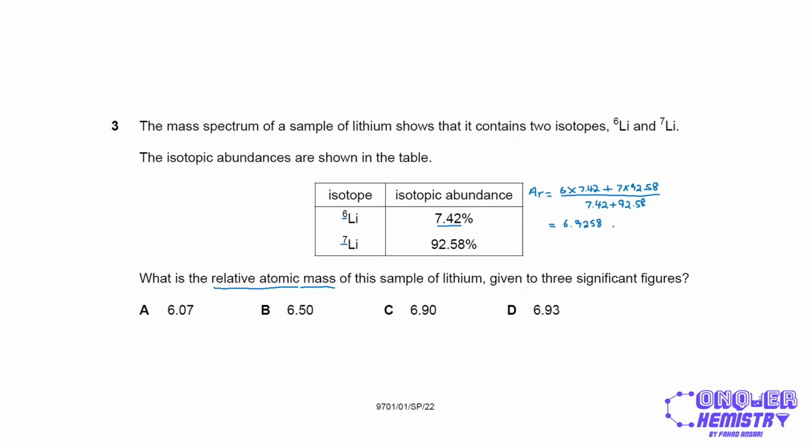6.9258. And so we need the answer to 3 significant figures. So I'll round this up. I have 5 over here in the 4th significant figure, so I add 1 to the previous significant figure. This becomes 6.93. So it's going to be option D.